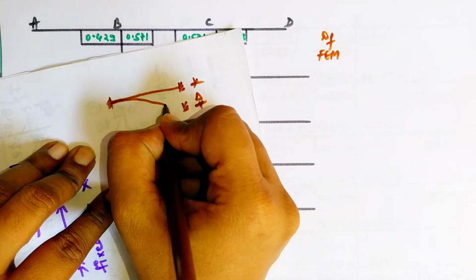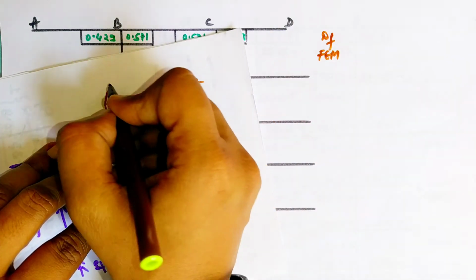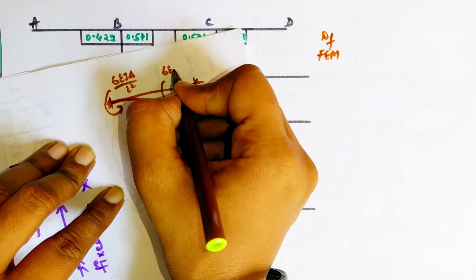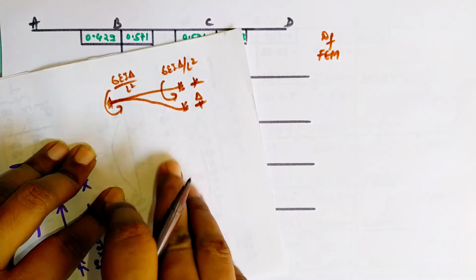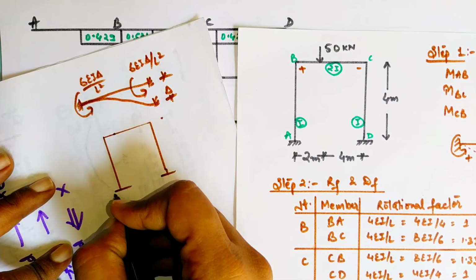Let's take an example of a beam which is sinking down with a delta amount. Now what is happening? Moments are generating because of the sinking of the support. So these moments are both anti-clockwise, that is positive, and the amount is 6EI delta by L square. So this is the amount with which the moments are generated.